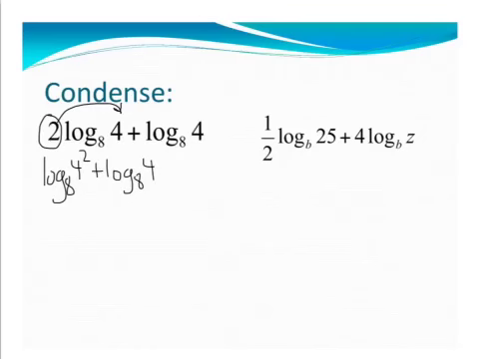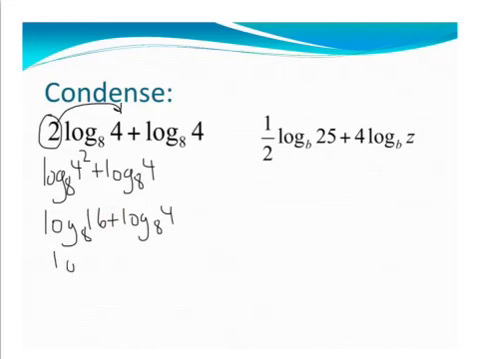And that 4 squared becomes 16, so I have log base 8 of 16 plus log base 8 of 4. And I can multiply the 16 and the 4 because I have this addition here. If I want to condense it into one log, I have to multiply because I have addition here because of my product property.